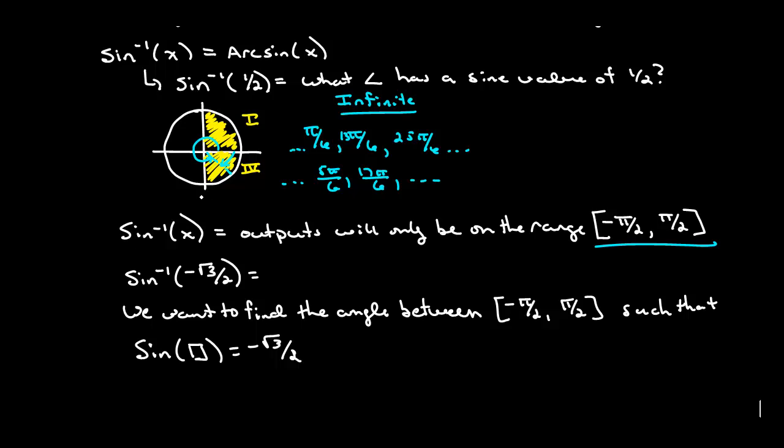So now we only have these two quadrants to work in. Okay. So negative square root of 3 over 2, well, that's going to be down here like this. So we've got a 30-degree angle here. Now we can just count around, but probably the best way to do this is, because it's going to be a negative value, it should be negative pi over 3.